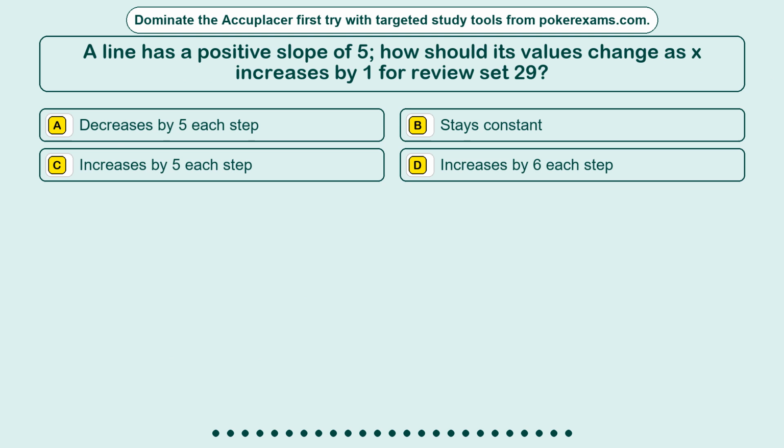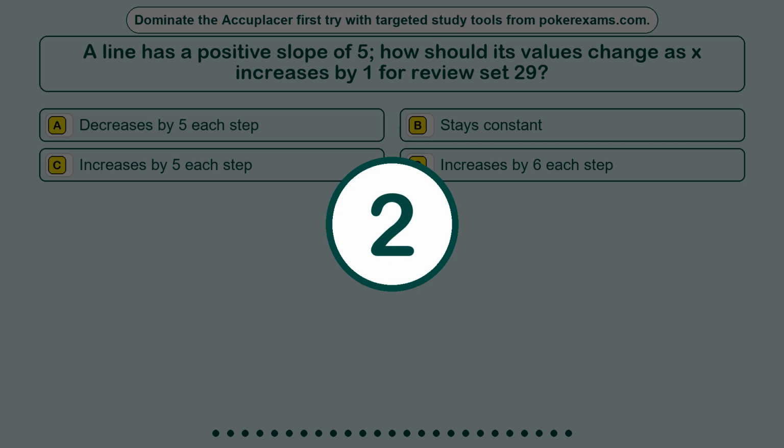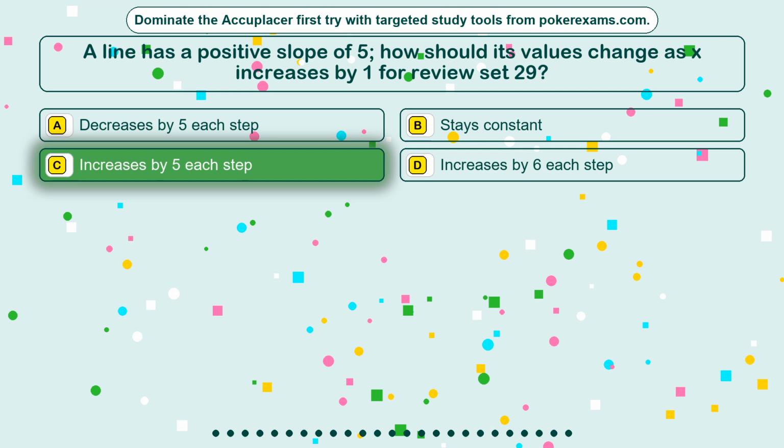Question 11. A line has a positive slope of 5. How should its values change as x increases by 1 for review set 29? Option A, decreases by 5 each step. Option B, stays constant. Option C, increases by 5 each step. Option D, increases by 6 each step.